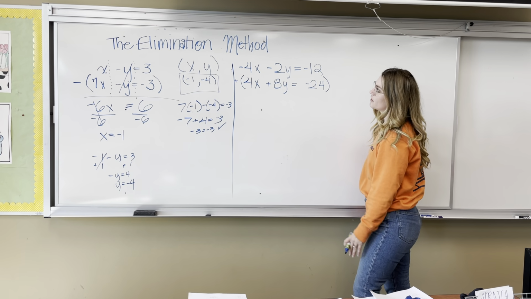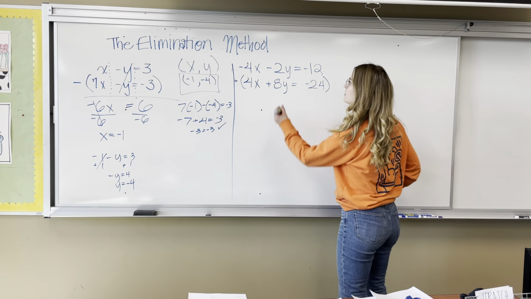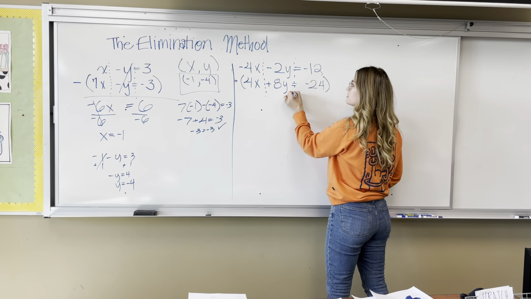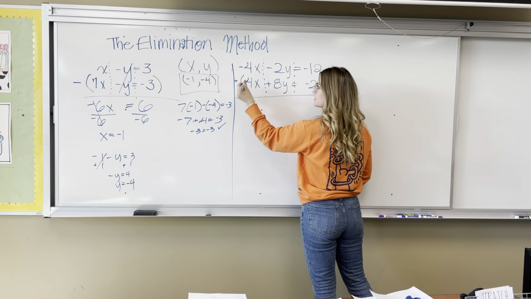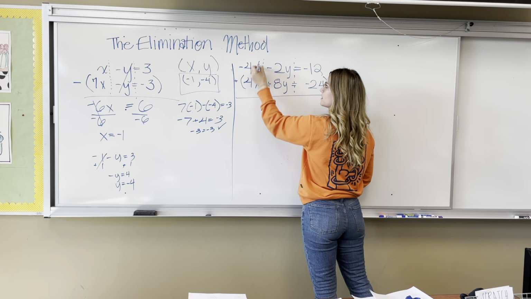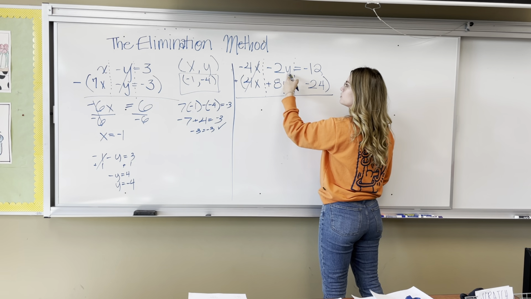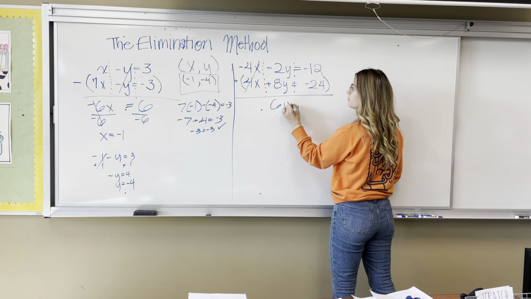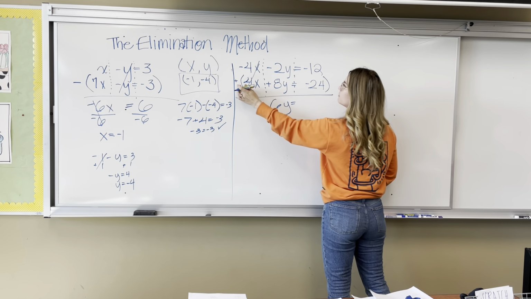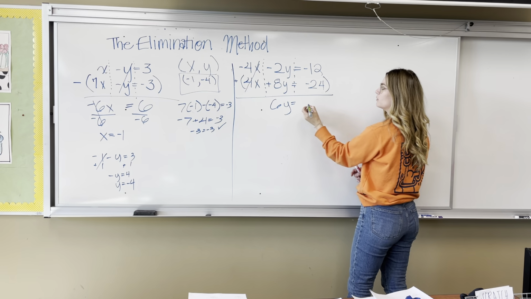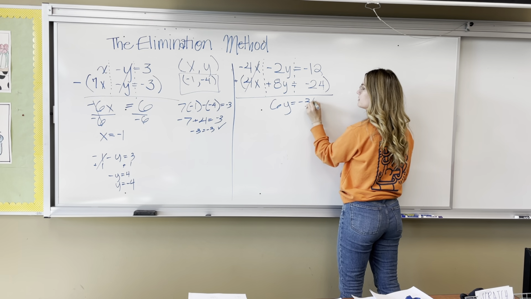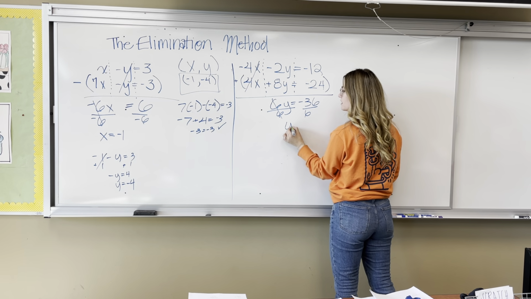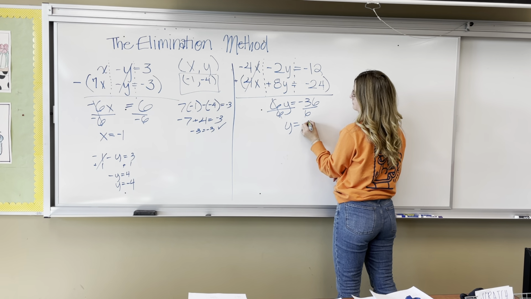Now how about when the variables have opposing signs and we add? Again, we treat each term as its own addition problem in this case. Negative 4x plus 4x is 0. Negative 2y plus 8y is 6y. Negative 12 plus negative 24 is negative 36. Divide each side by 6. In this case, y equals negative 6.